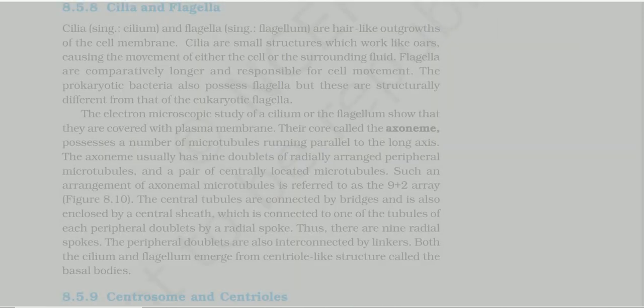8.9 Cilia and flagella. Cilia (cilium) and flagella (flagellum) are hair-like outgrowths of the cell membrane. Cilia are small structures which work like oars, causing the movement of either the cell or the surrounding fluid. Flagella are comparatively longer and responsible for cell movement. The prokaryotic bacteria also possess flagella, but they are structurally different from eukaryotic flagella.